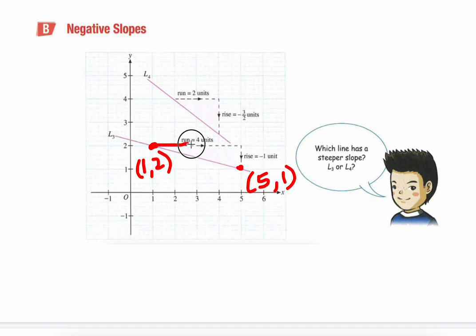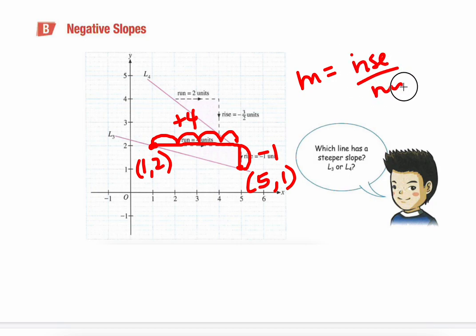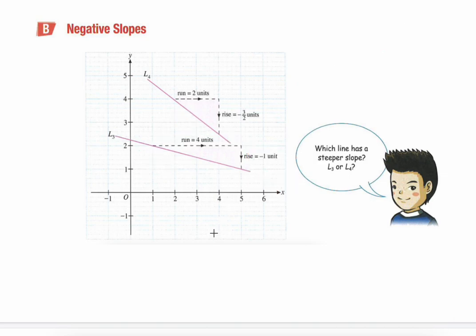Okay, so rise over run, you need to create a triangle. This run is going from 1 to 5. To get from 1 to 5, you have to add 1, 2, 3, 4. 1 plus 4 gets you to 5. And now going from 2 down to 1 is a minus 1 because we're going down, right? So the slope is equal to rise over run. Rise was a negative 1 and my run was a positive 4. So this slope was negative 1/4.